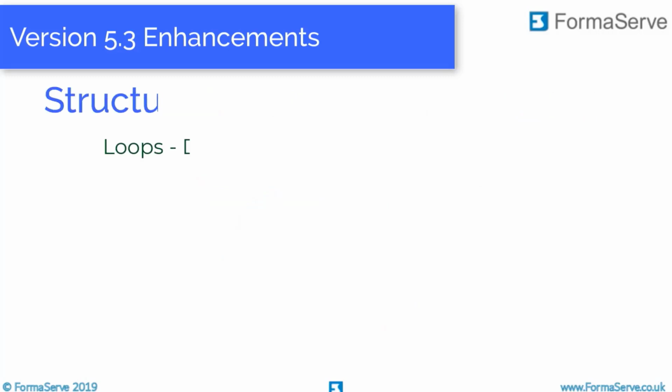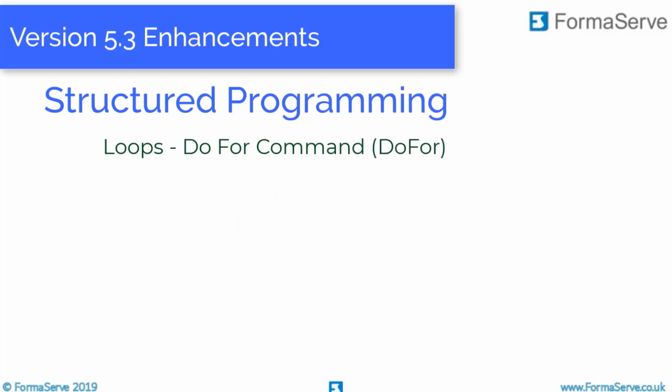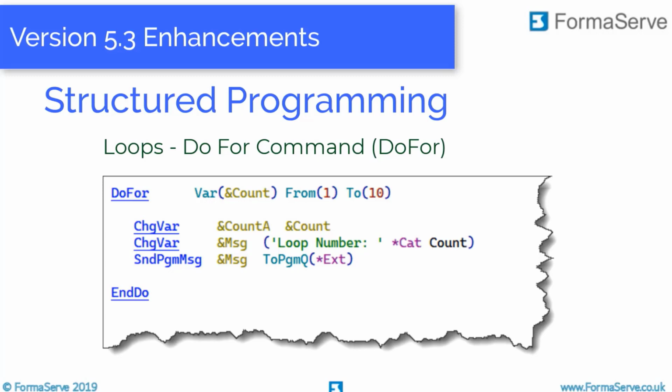The next enhancement is structured programming. The first loop command we're going to take a look at is the do for command. This is very similar to a for loop in other programming languages. The do for command processes a group of CL commands 0 or more times. Let us take a look at its parameters.